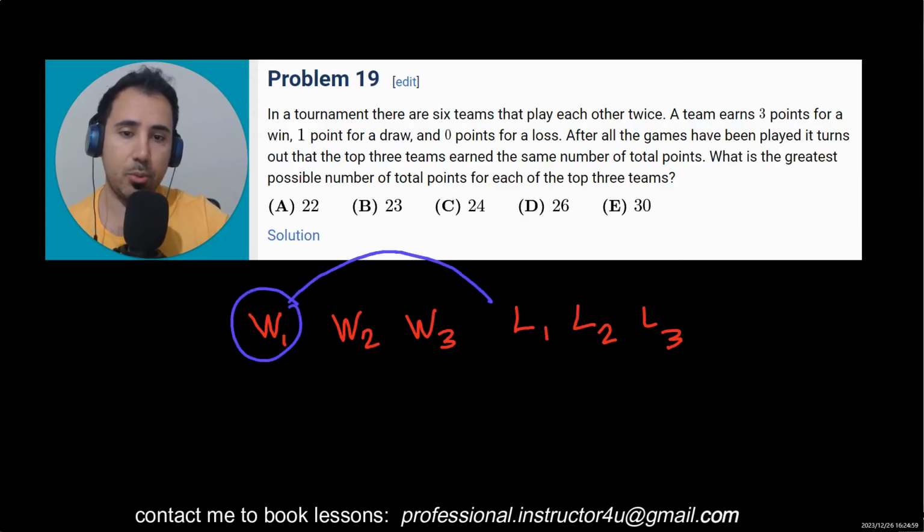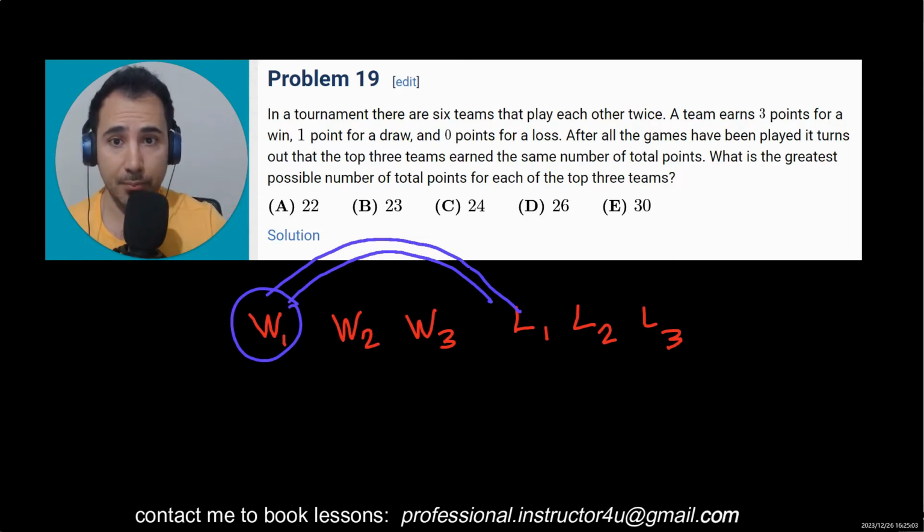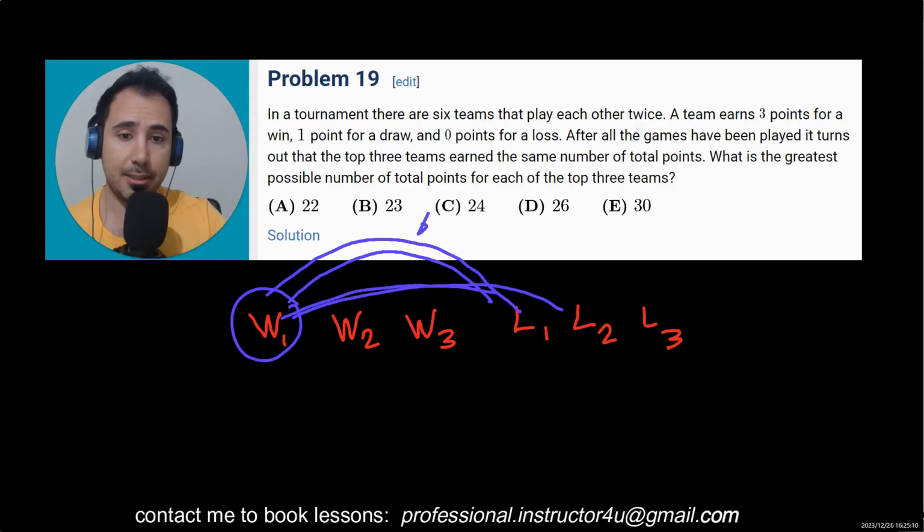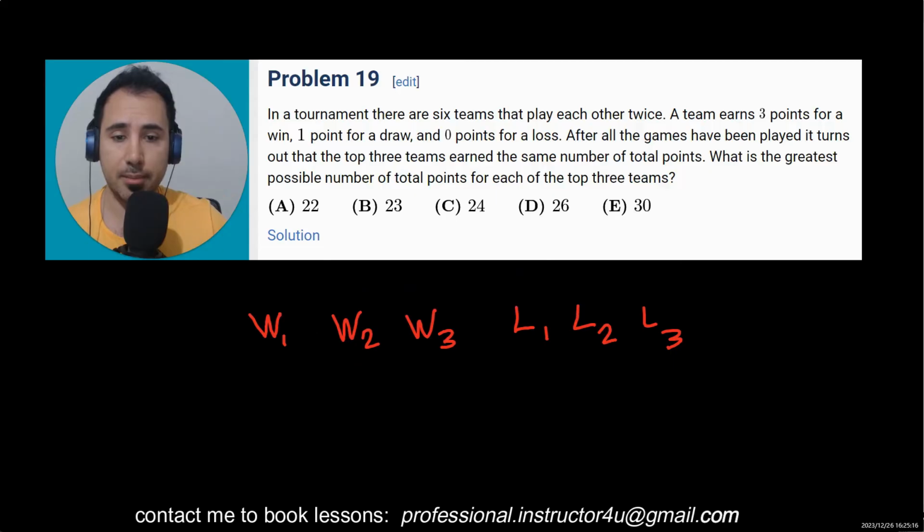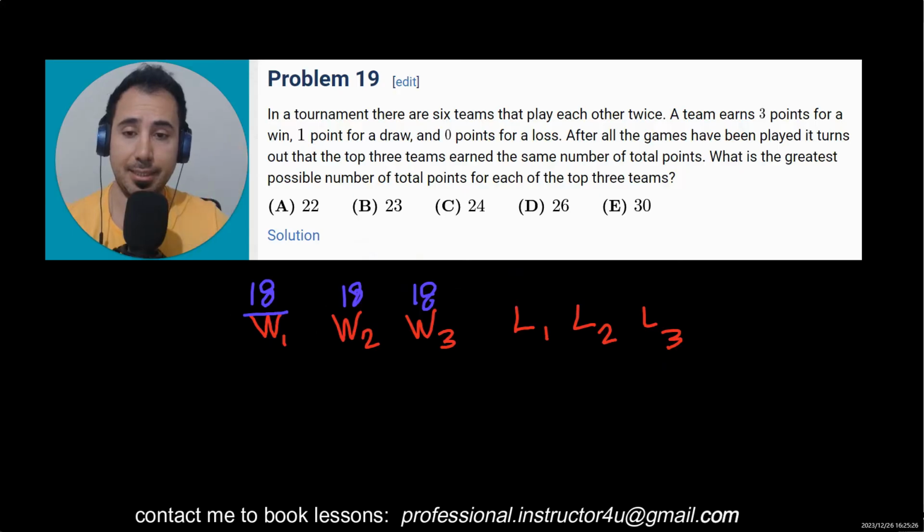It's going to play 2 games with the losers, and it's going to win both games. 3 times 2 is 6, so it collects 6 from these 2 games. Another 6, another 6. So each of these winner teams, when they play the losers, is going to get 18 already. They have already collected 18.